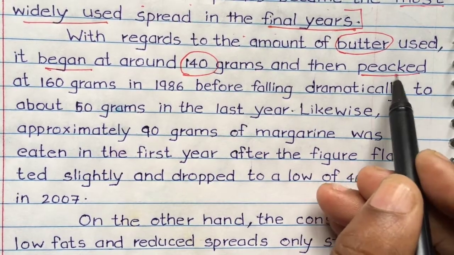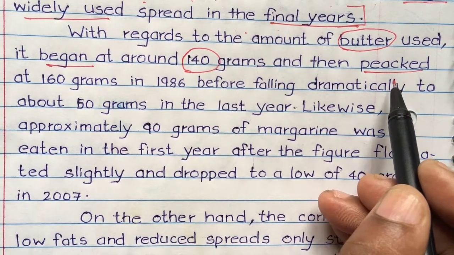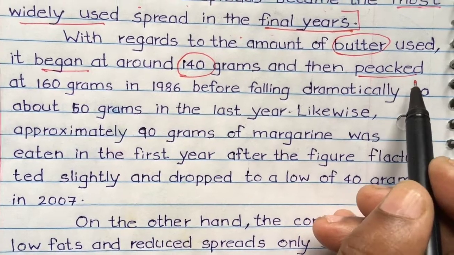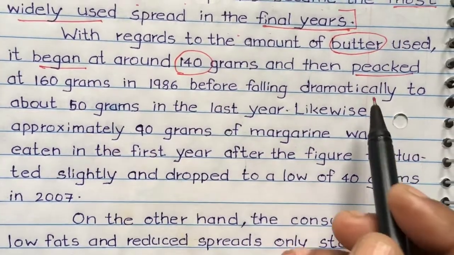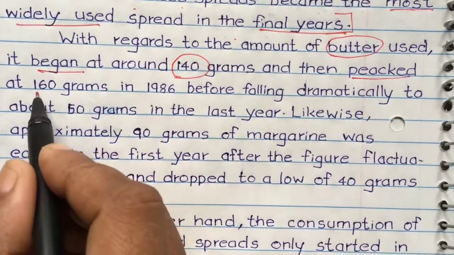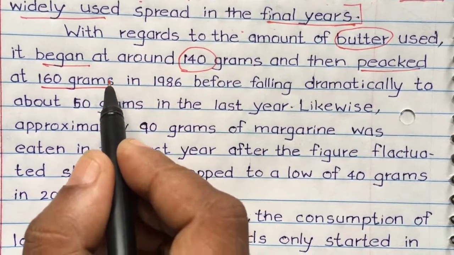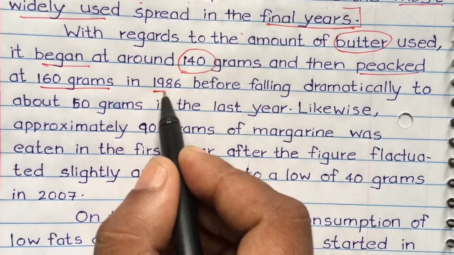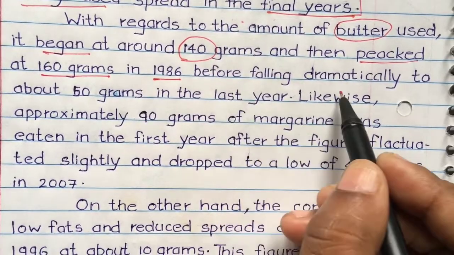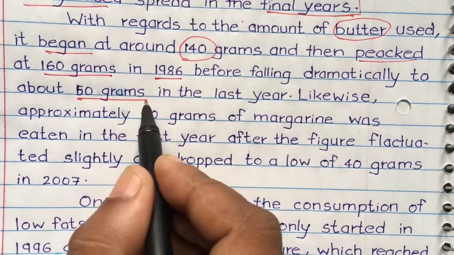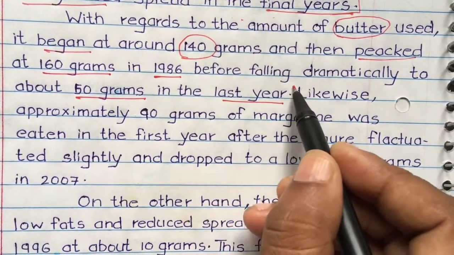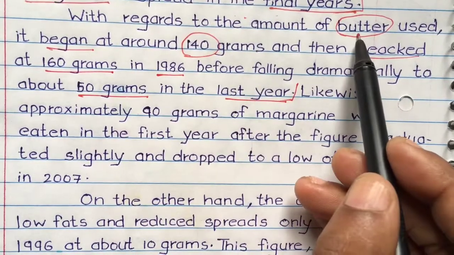Instead of peaked you can use increased, or the growth was this much, or any other synonyms you can use. I have used peaked at 160 gram. So see, in 1986, before falling dramatically to about 50 grams in last year. So see, this is, I have talked about the butter.